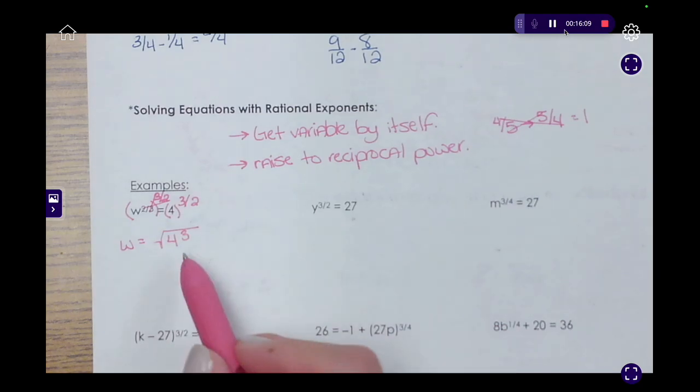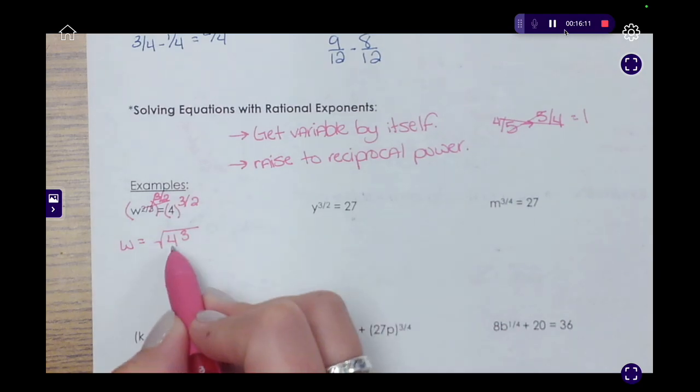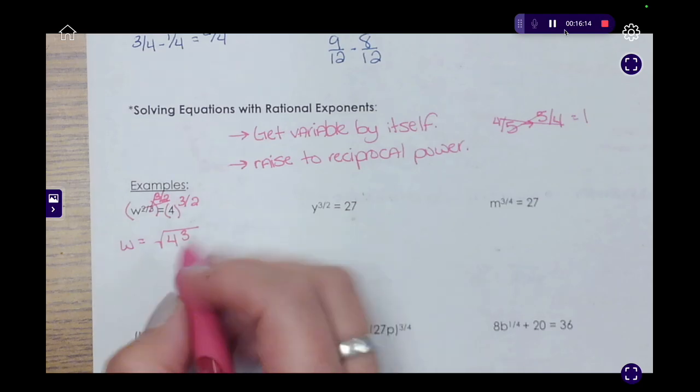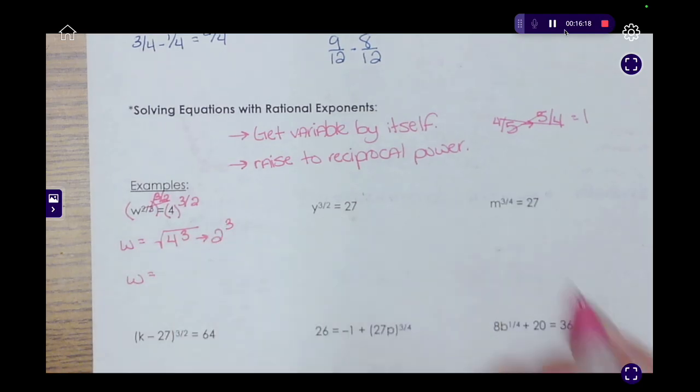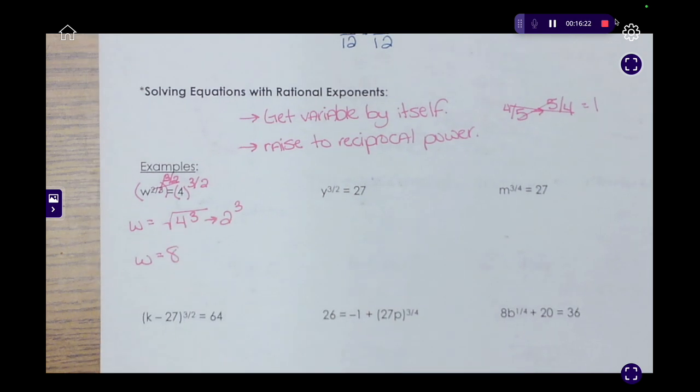So if I look at this, the square root of 4 to the 3rd, the square root of 4 is 2, and then 2 to the 3rd power. So remember, this is really just 2 to the 3rd power. So 2 to the 3rd power gives me 8, and that would be my answer.